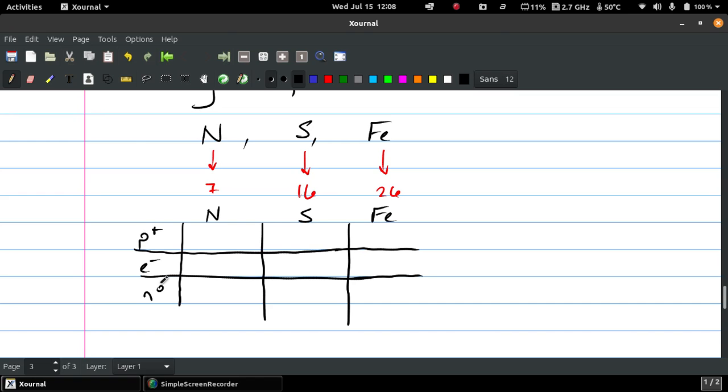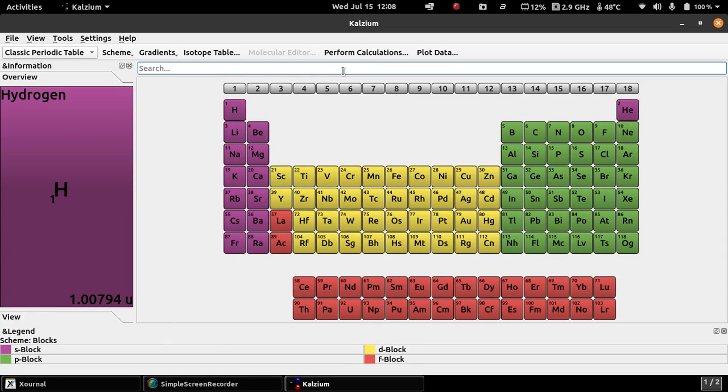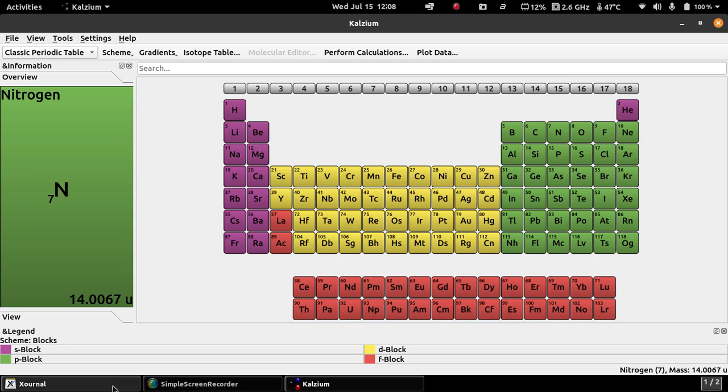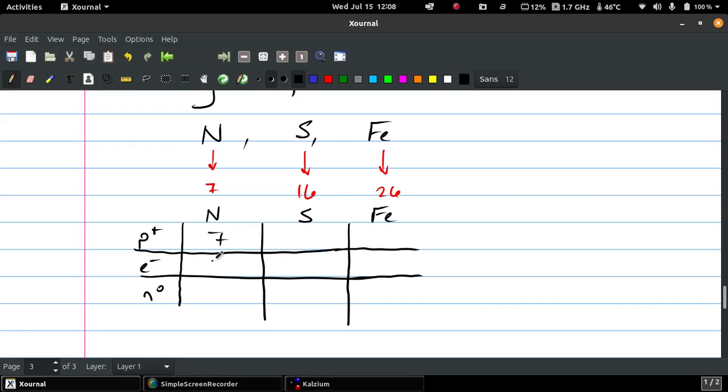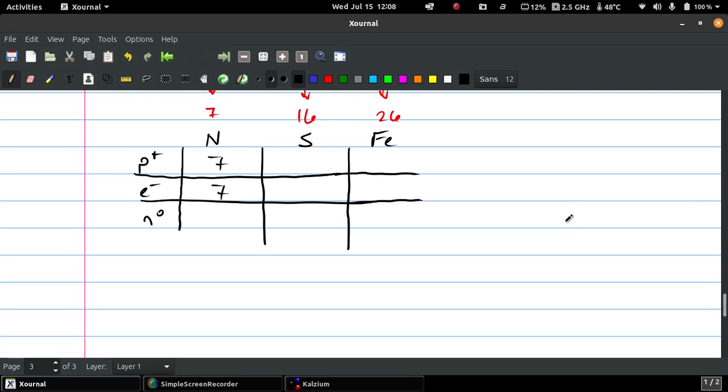Okay, so I'm going to open my periodic table on here so you can see. There we go. Let's look at nitrogen. Nitrogen is number 7, and it has an atomic mass of 14. From the atomic number, I know that elemental nitrogen has 7 protons, 7 electrons. Then, to figure out the number of neutrons, I do 14 minus 7 equals 7. And that would be the answer for nitrogen.